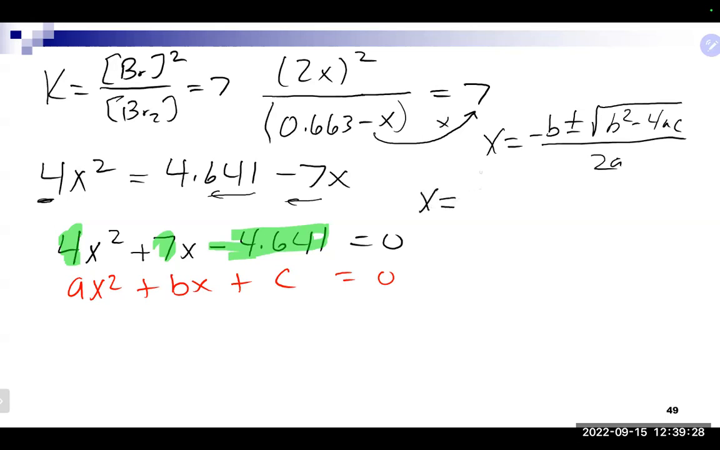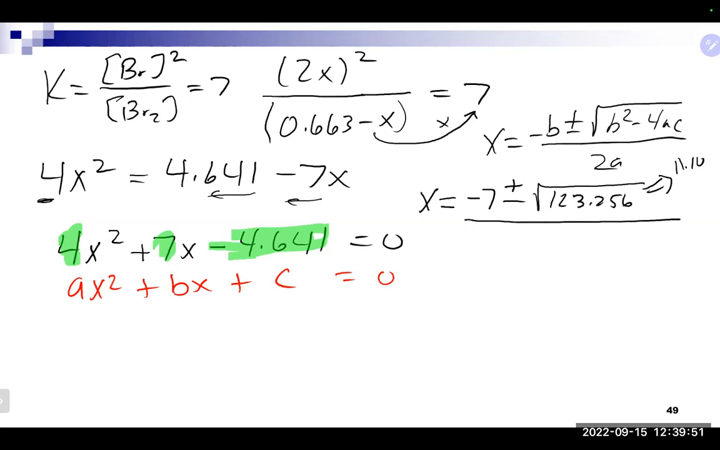equal to minus 7 plus or minus, if you do everything inside the square root, you end up with something like 123.256, which then when you take the square root of it, yields you something like 11.10, I believe. Yeah. So inside, outside the square root there, all divided by 2 times 4, which would be 8. Any questions on that there?